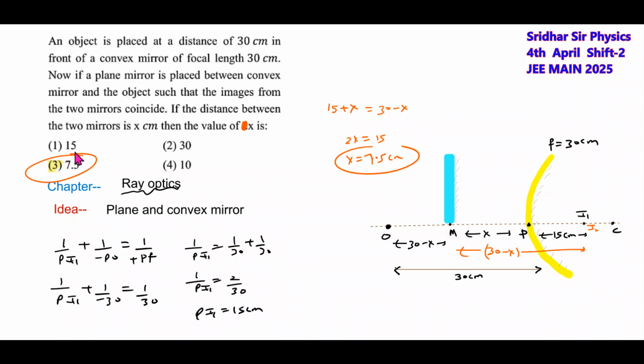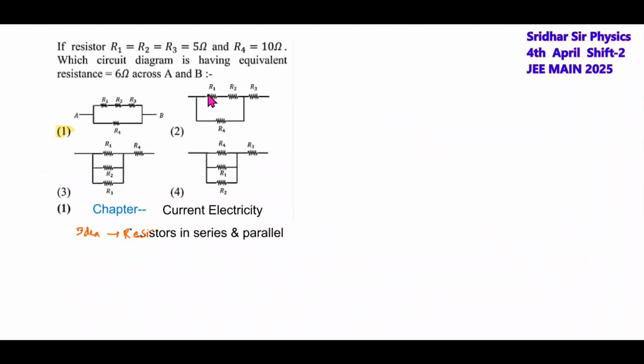We'll take the next question. Okay, kids, this question is based on the current density topic, resistors in series and parallel. If resistors R1, R2 are 5 ohm, these are 5 ohm, and this is 10 ohm, then which circuit will give the equivalent resistance of 6 ohm?